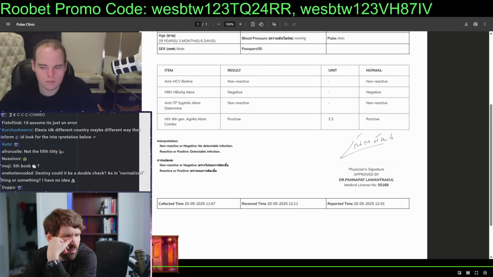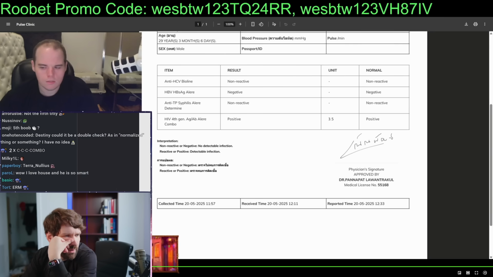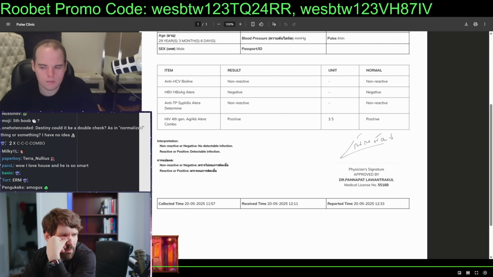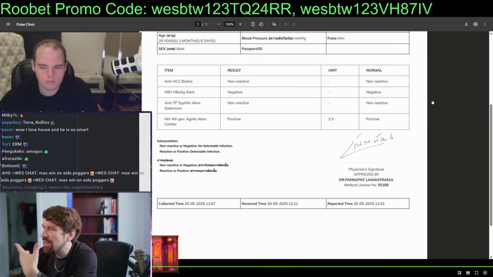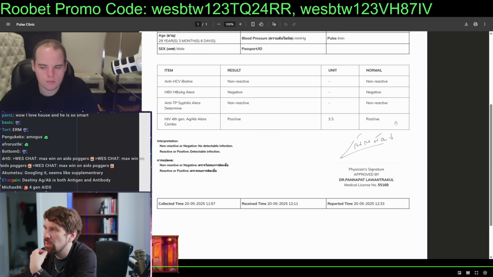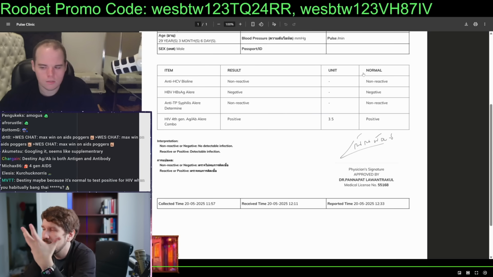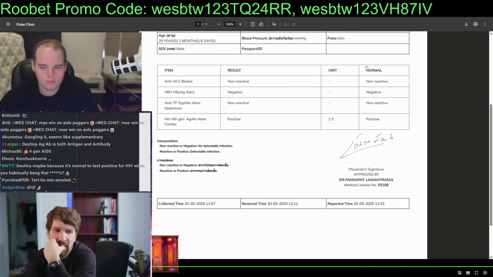A positive result in a 4th gen HIV AGAB test means that your test has detected either HIV antibodies, HIV P24 antigen, or both in your blood samples, you're likely with HIV. Sure, I know. I understand that. I just don't know why under normal it says that, because normal is usually, I think, your expected reading if you're not infected with something, or it'll give you a reference range for some test.